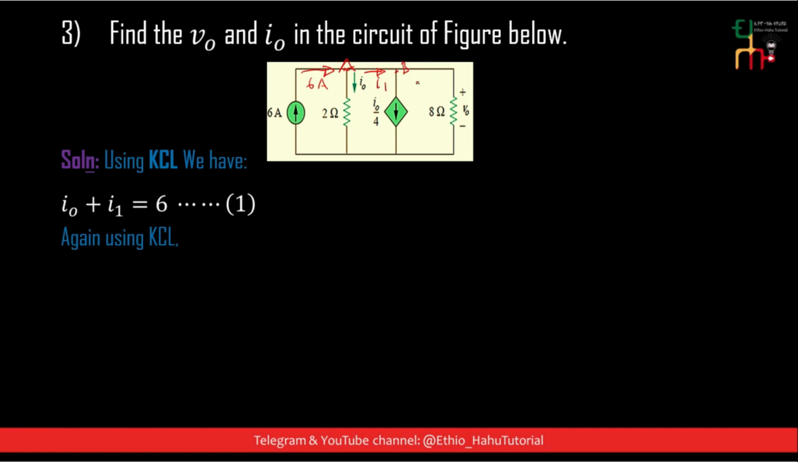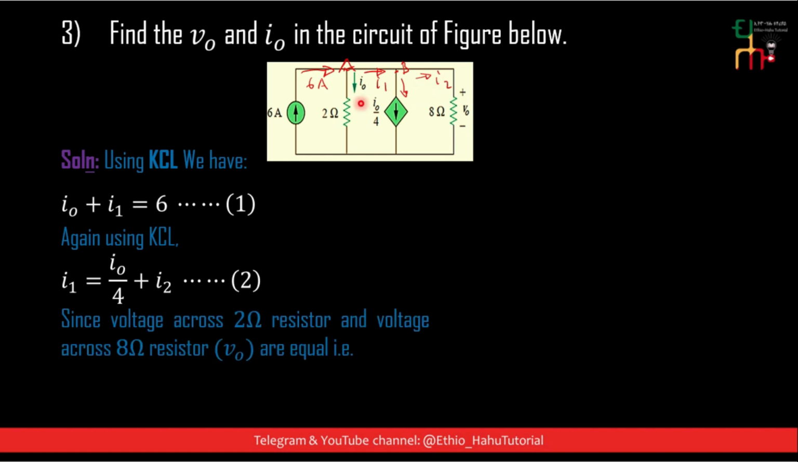Again ይሄኛው node B ብንለው current entering to node B which is I1 and the current outgoing which is I0 over 4 and the current through this 8 ohm resistor is I2. Again by applying Kirchhoff current law we have to get I1 is equals to I0 over 4 plus I2 እናገኛለን ማለት። ሌላው ማየት ያለብን ነገር ምንድነው?